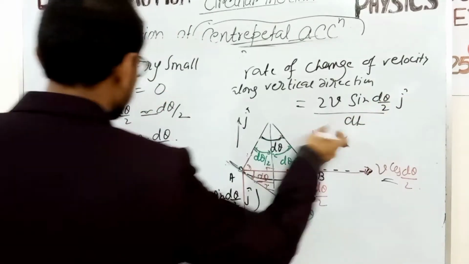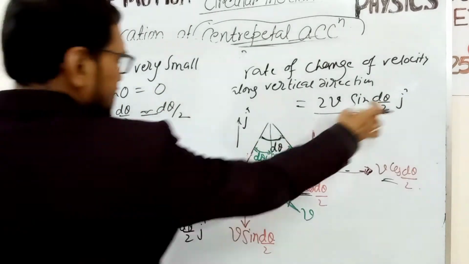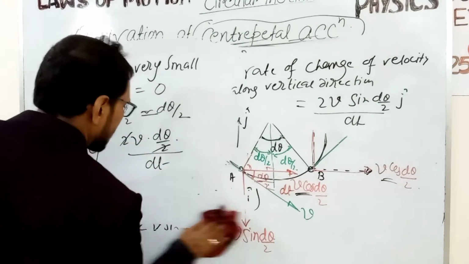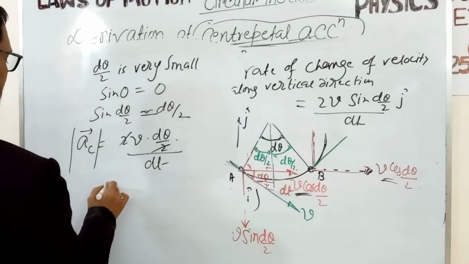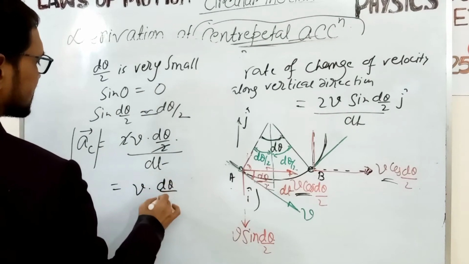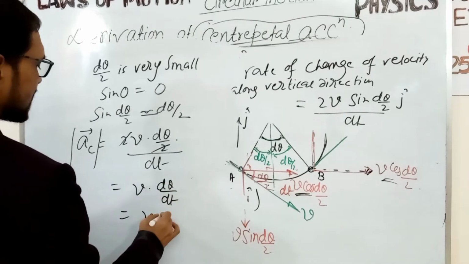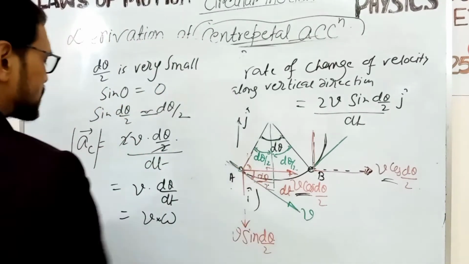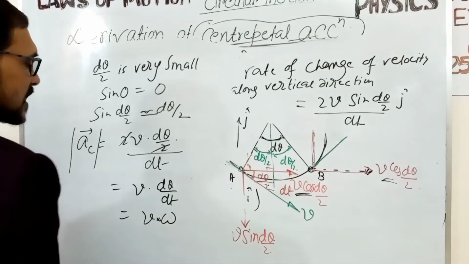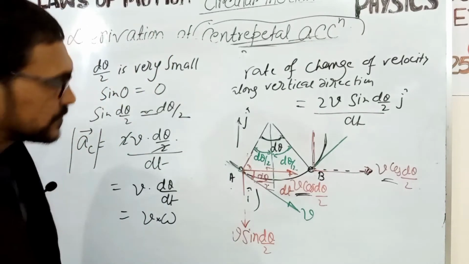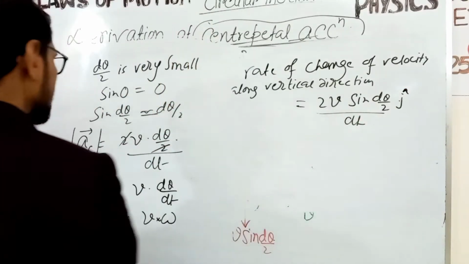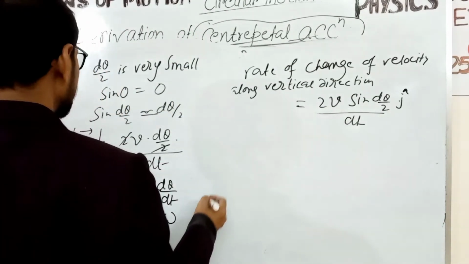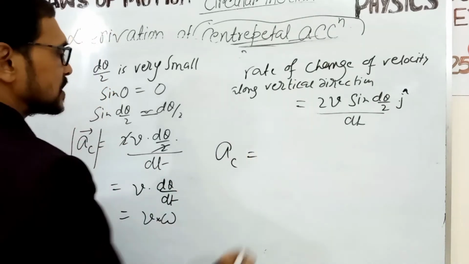If we take the magnitude of j, this will vanish. So the 2 cancels. What is the result? v into dθ by dt. And dθ by dt equals omega. So this is the answer, v into omega, that is the uniform speed into omega. Omega is angular velocity. The direction is j, that is towards the center, and this acceleration towards the center is called centripetal acceleration. So a_c has the value v into omega.